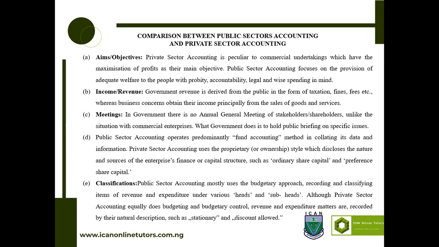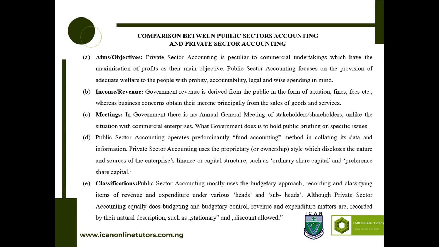We have classifications. Public sector accounting mostly uses the budgetary approach, recording and classifying items of revenue and expenditure under various heads and sub-heads. Under the budgetary approach, the classification will be under heads and sub-heads. But private sector accounting also makes use of budgeting and budgetary control to classify their revenue and expenditure.